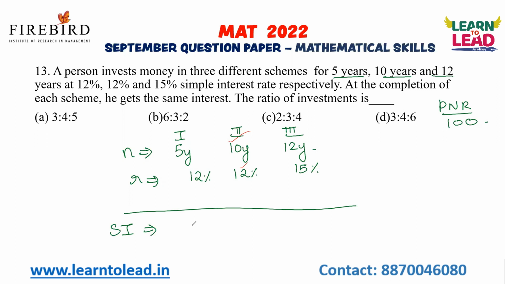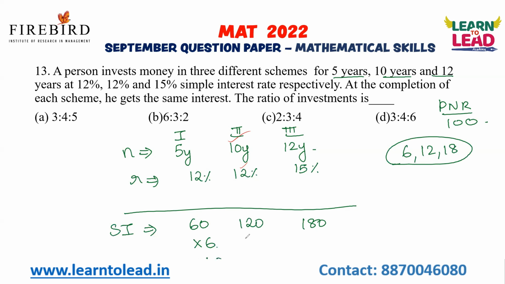Now N and R are varied, but you should get a common value. So to get a common value, the principal amount will differ for all 3 schemes. 5 12s are 60, 10 12s are 120, and here it is 180. Now I'll calculate the LCM of 60, 120, and 180. What is the ratio 6, 12, and 18? The LCM is 360. So if I multiply 60 by 6, I'll get 360, and 120 by 3, I'll get 360, and 180 by 2, I'll get 360.